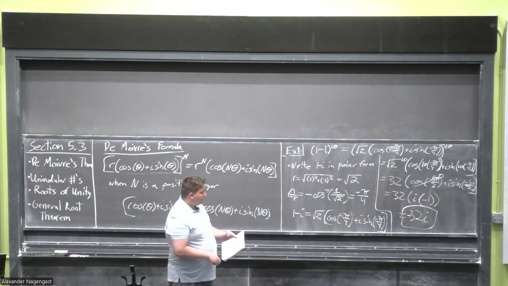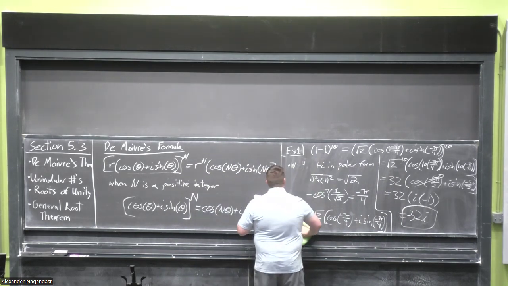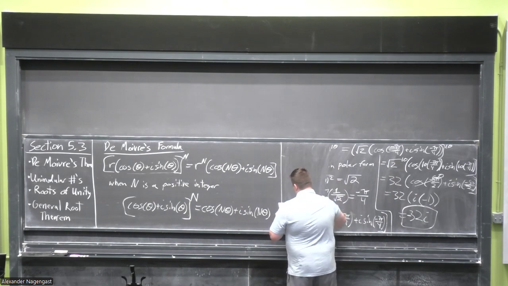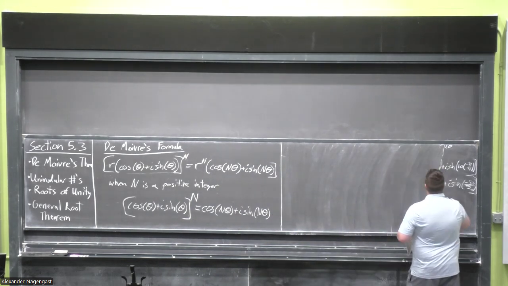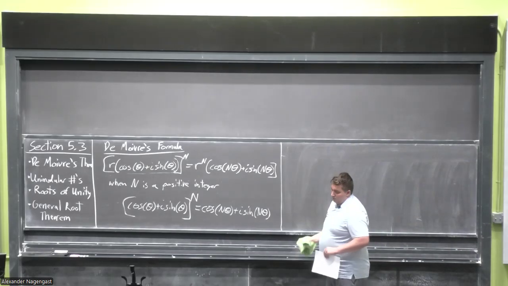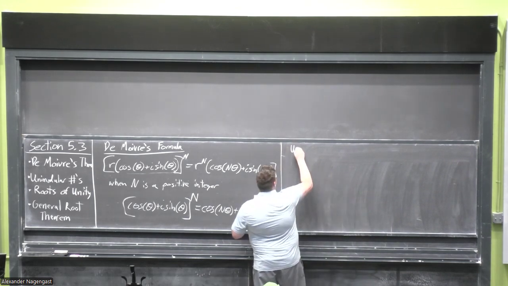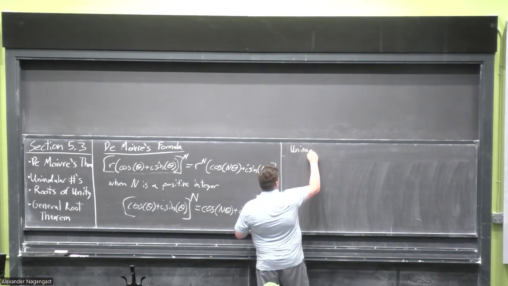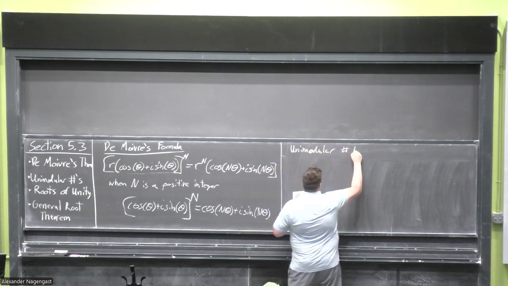We'll now talk about unimodular numbers and some identities that we can utilize. Unimodular number identities.